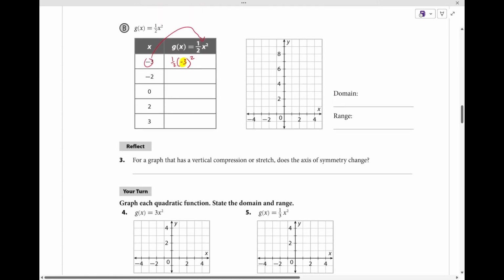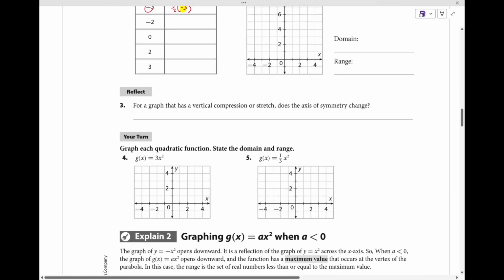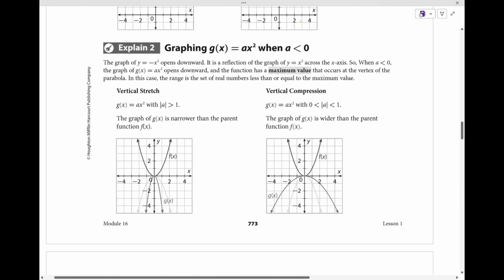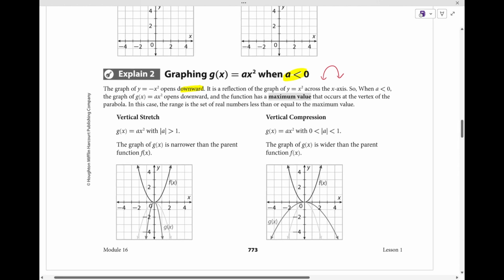Alright, and you can graph that. Fill out the table and graph that. Okay, now when a is less than 0, we say it opens downwards. Again, that's when it looks like this. That's what it would look like if you're throwing a basketball in the air or something like that.